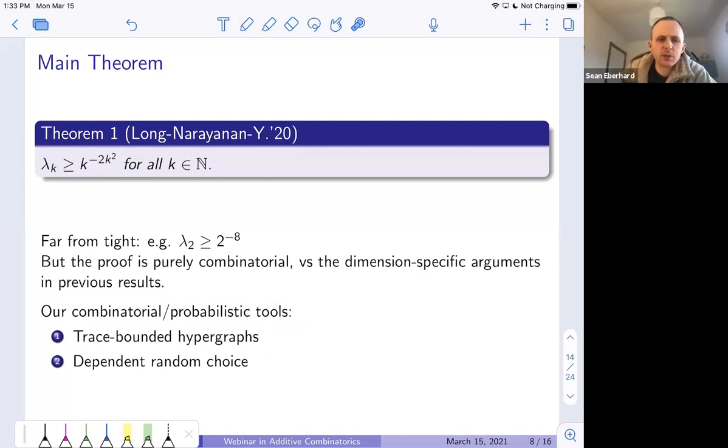So I'm still trying to understand what universal means. Is lambda k simply the minimum of lambda S over all k-complexes S? Yes, exactly.